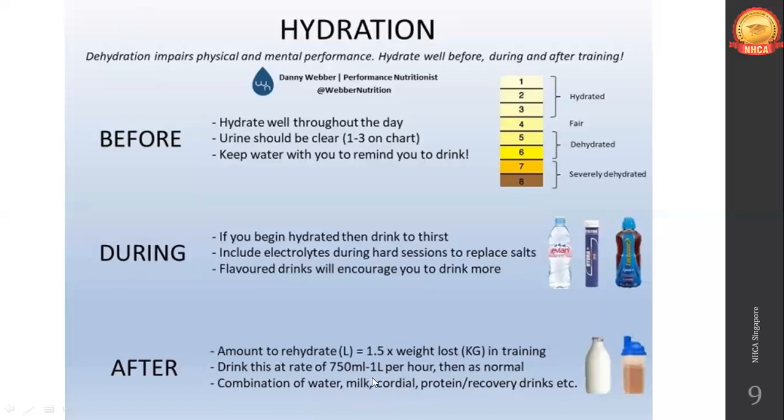At least 750 ml to 1 liter per hour after training. Okay, and the combination of water, milk, any recovery drinks, smoothies is good. Especially it's better to go for a yogurt smoothie. Any fruit, any citrus fruit and yogurt smoothie is very ideal, because yogurt has a good amount of protein, calcium, and if you add a bit of water or some fruits, it already has a certain water component to it. If you have a yogurt smoothie, it's a very ideal way.